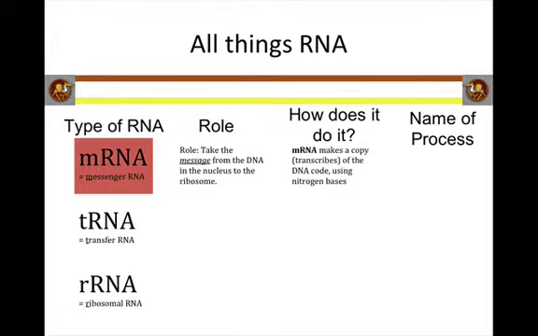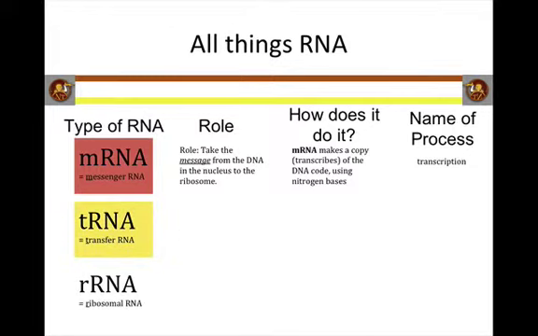Okay, how does the mRNA do it? It makes a copy or transcribes the DNA code using nitrogen bases. Those bases A, U, C, and G. And the name of that process is transcription. Okay, we're going to move on now to tRNA.